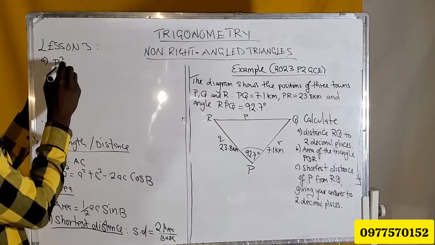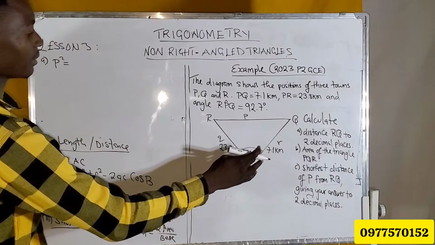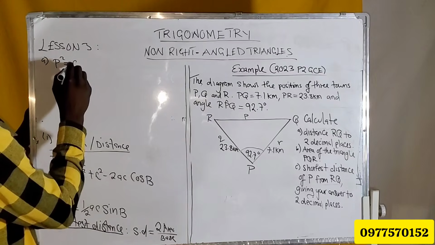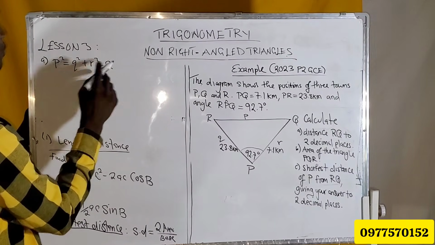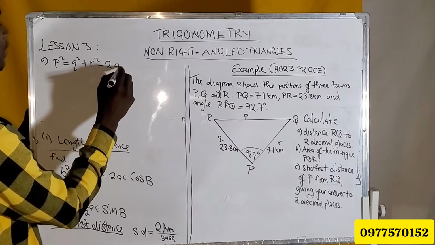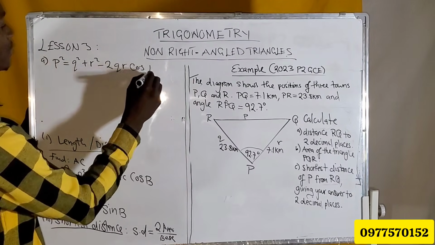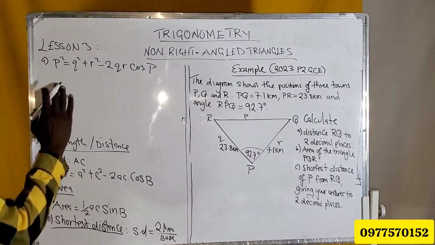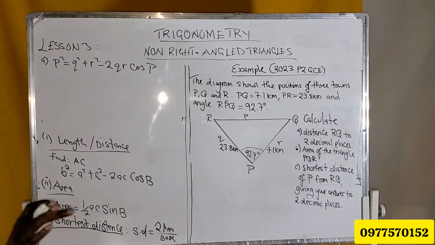Since we're calculating this is a, the formula will start with p, so it will be p squared is equals to q squared plus r squared minus 2qr cos P. So the angle is what? Is P, which is here. Okay? So we've come up with the formula, which is the same as this one. Just the difference is just the letters used.